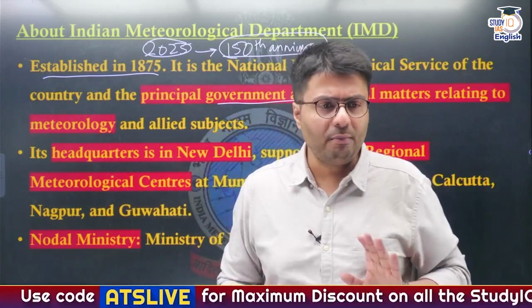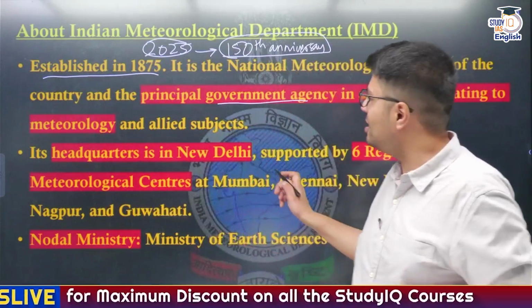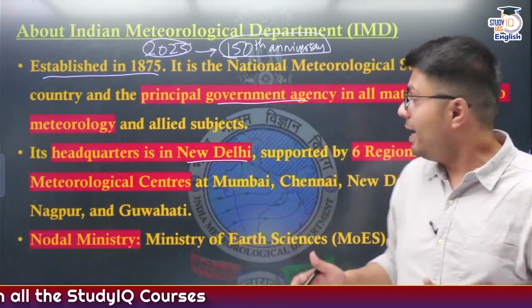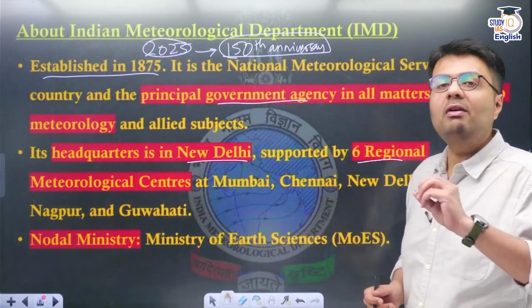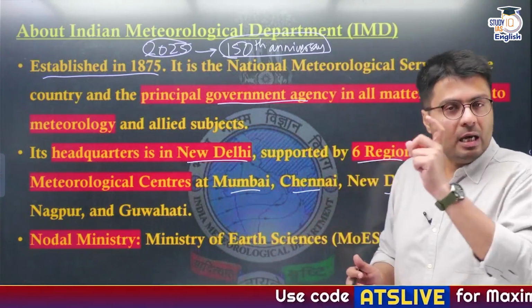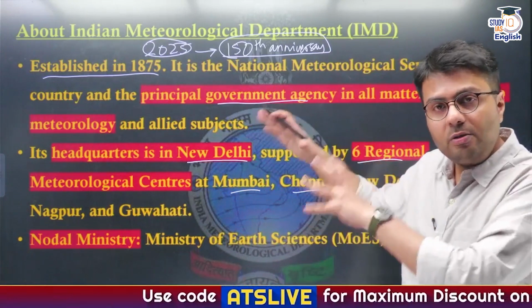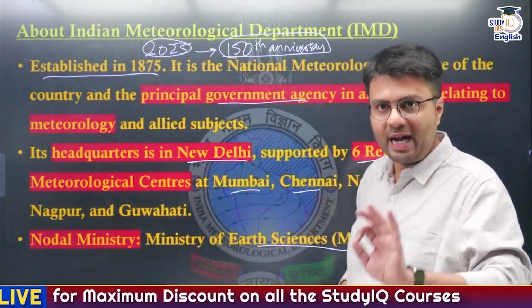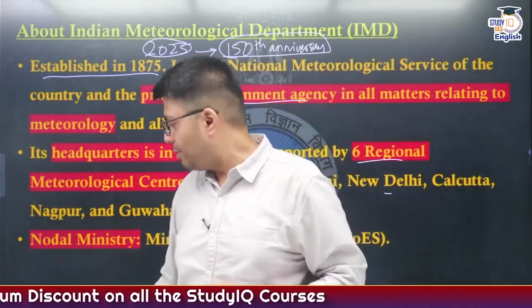data is given by IMD. Now this organization is headquartered in Delhi, or New Delhi for that matter, and it is supported by 6 regional offices situated in Mumbai, Chennai, New Delhi, Kolkata, Nagpur as well as Guwahati. And this authority functions under the Ministry of Earth Sciences, MoES, right, which is a ministry of the Union Government.